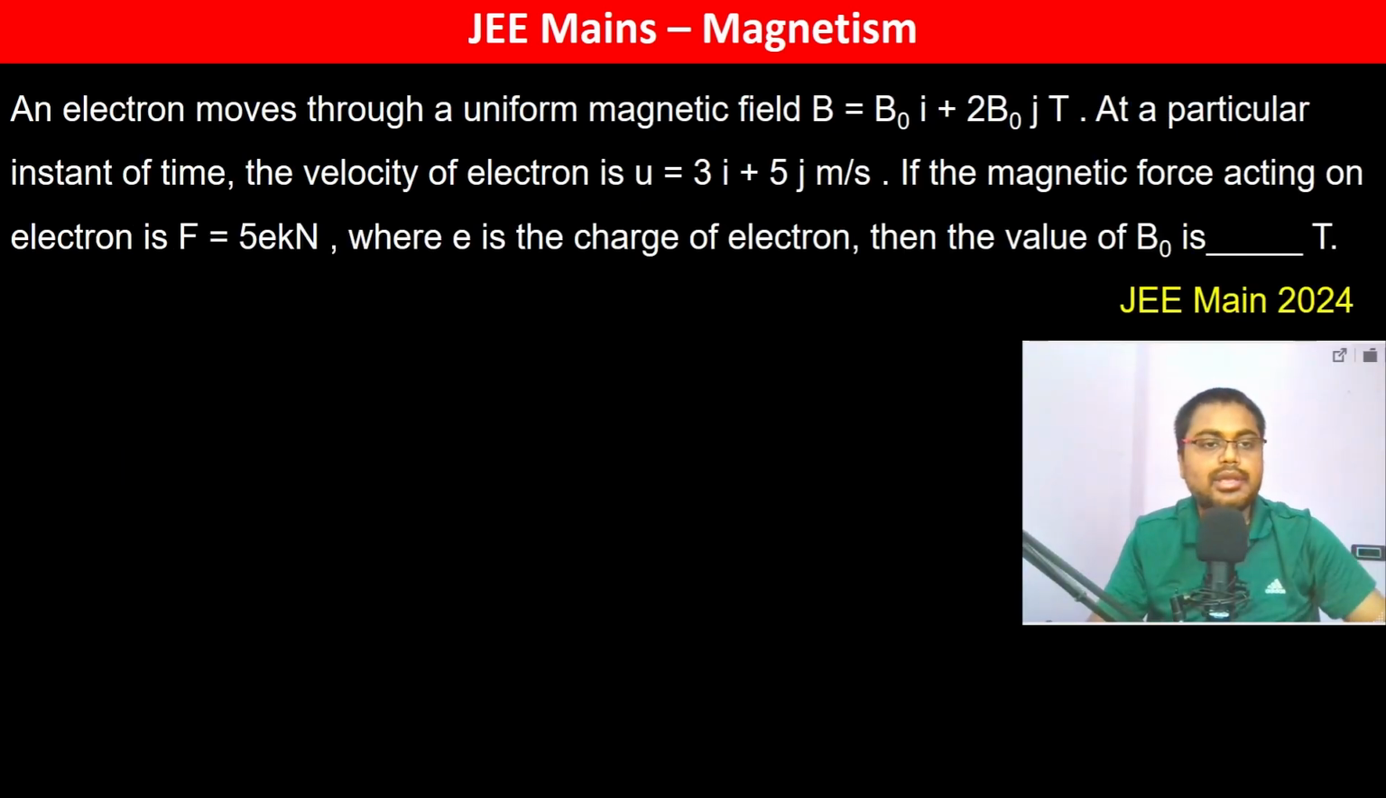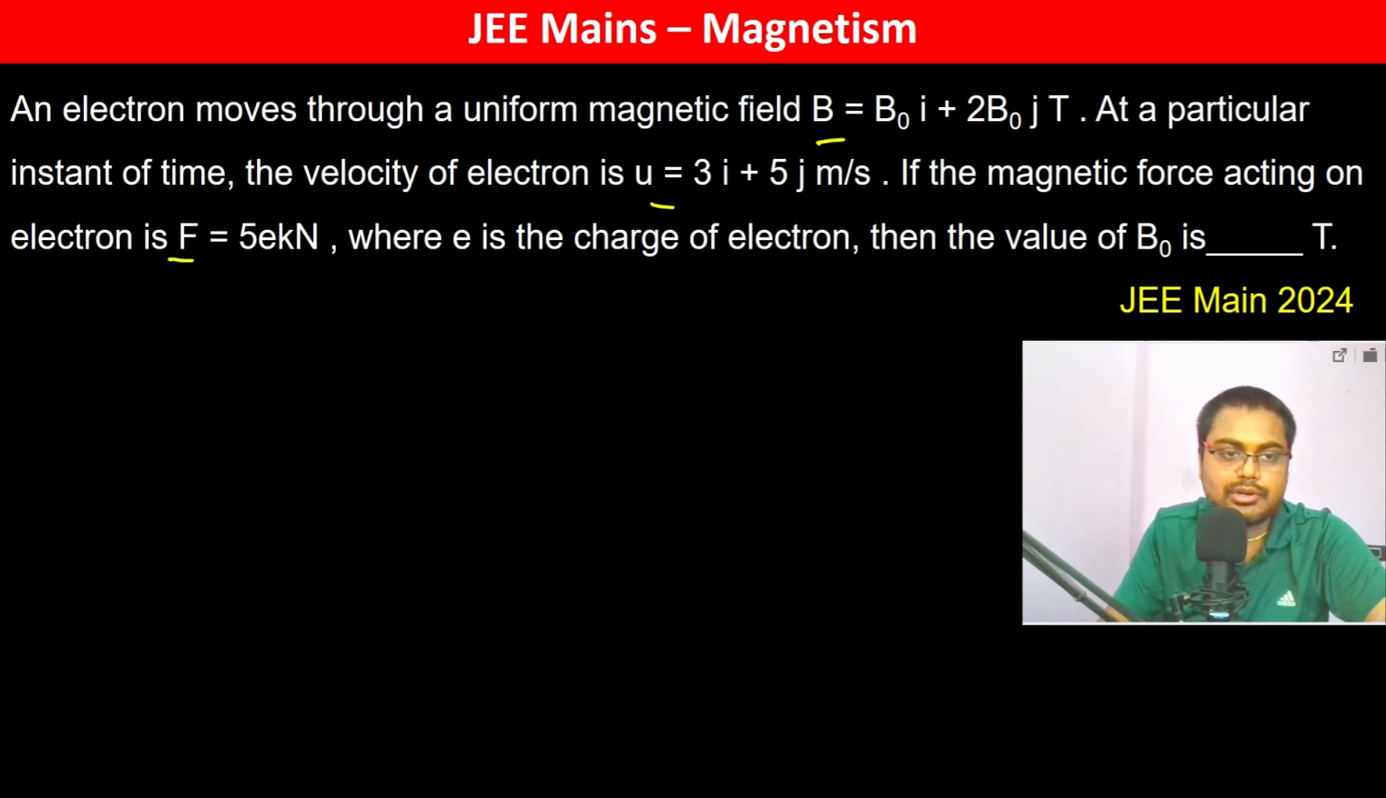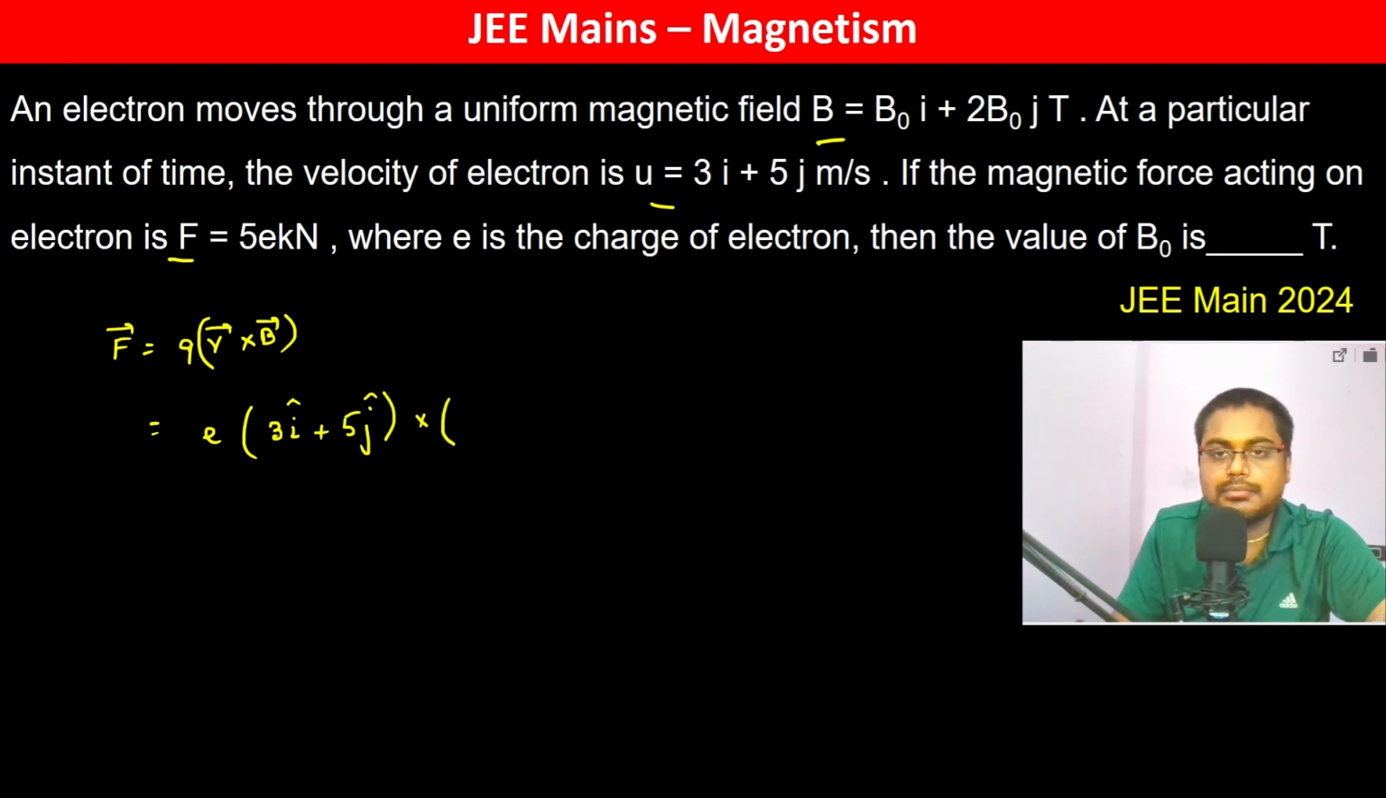An electron moves through a uniform magnetic field B as given. At a particular instant of time, the velocity is this much. The magnetic force acting on the electron. So magnetic force is Q V cross B. What is the charge on electron? It's E. Velocity is 3 I cap plus 5 j cap cross B, B naught I cap plus 2 B naught j cap, which is going to be E.